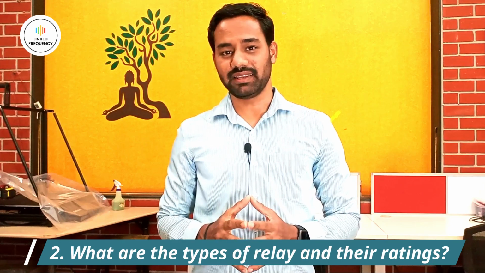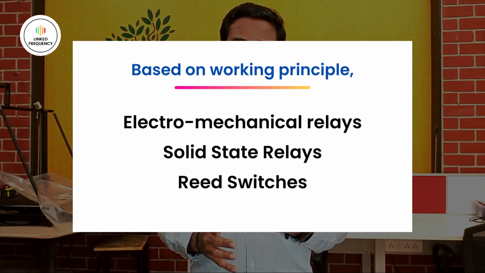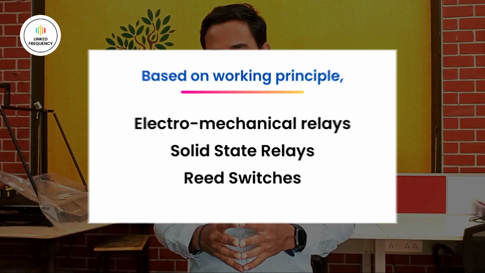Now let's talk about the types of relays and their ratings. There are countless varieties of relays available in the industry based on their applications. However, with categorization by working principle, operation methodology and connection points, we can understand them in a better way. Based on the working principle, relays are categorized into 3 categories. First one is electromechanical relay. Second one is solid state relay. Third one is reed switches.